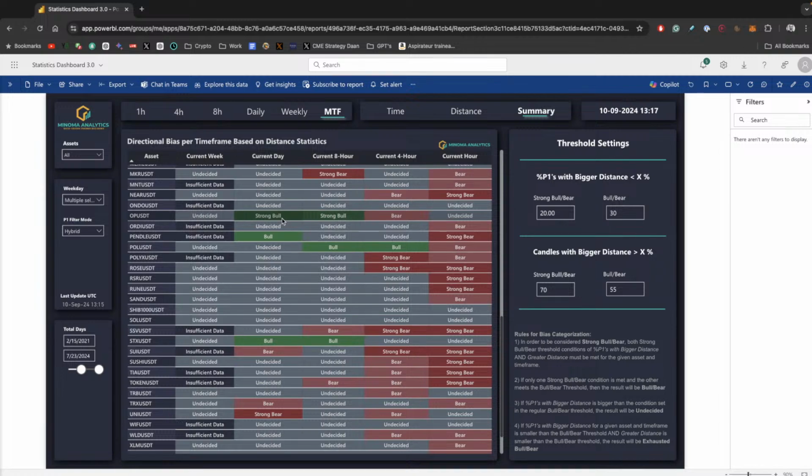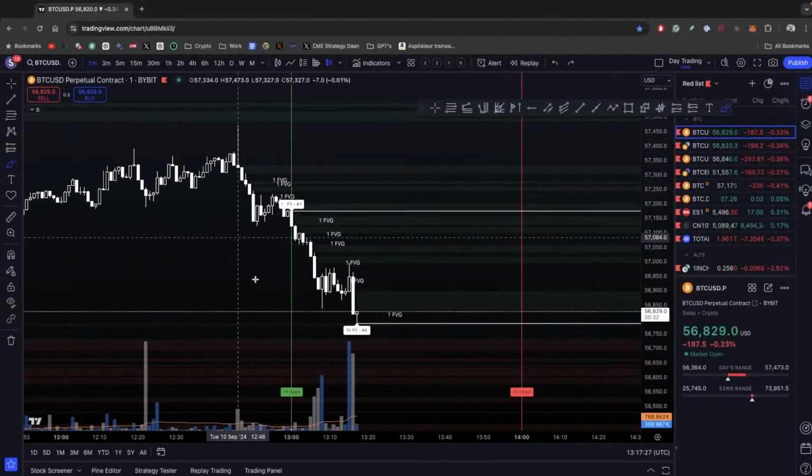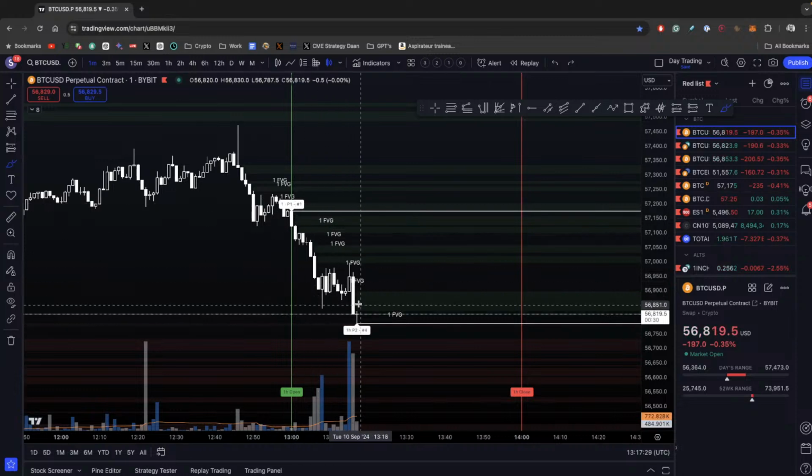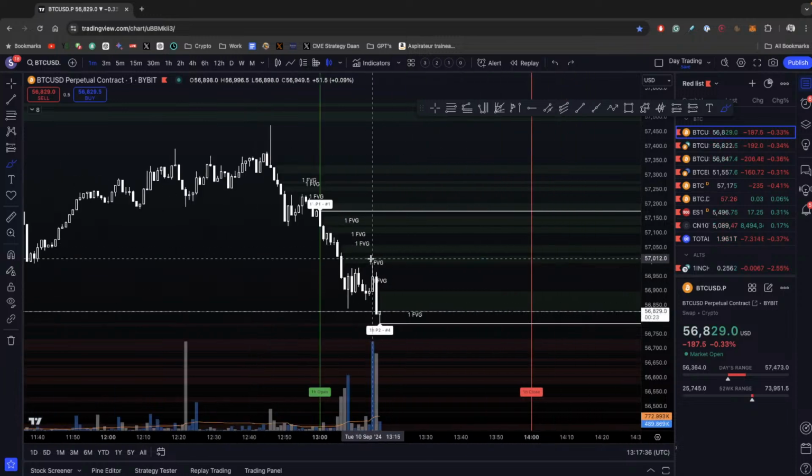In this case, I've decided I do not want to go for a long on an OP. And I said, no, it looks bad. Let's not go for it. And now here you go. The 1 hour already took out the 1 hour low, right? Because we had like 80% of these candles go lower.